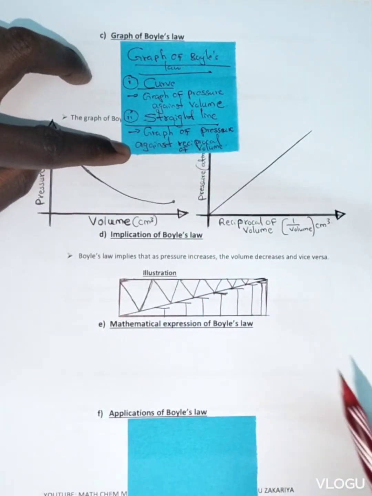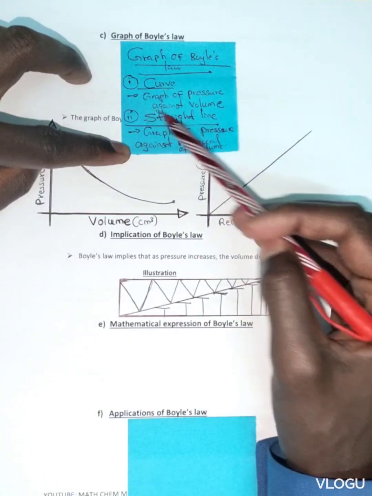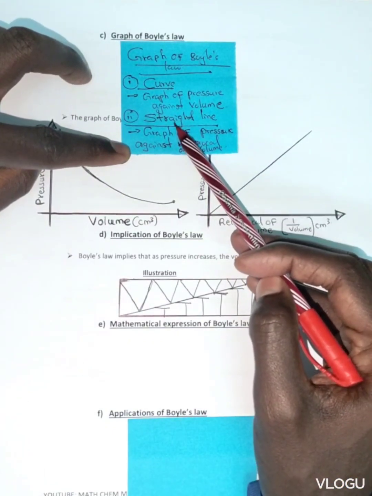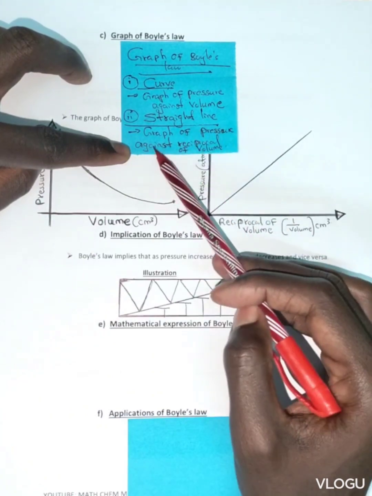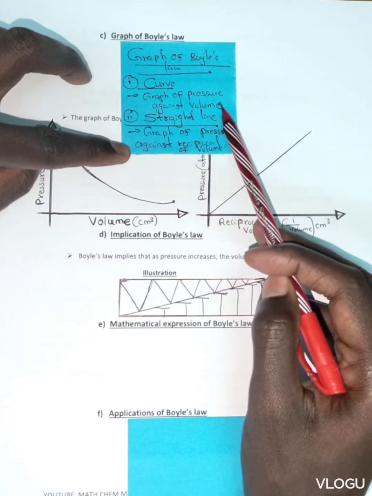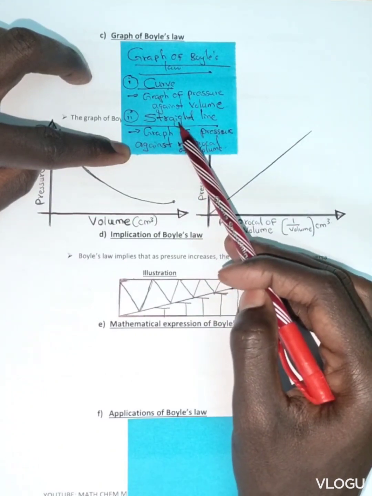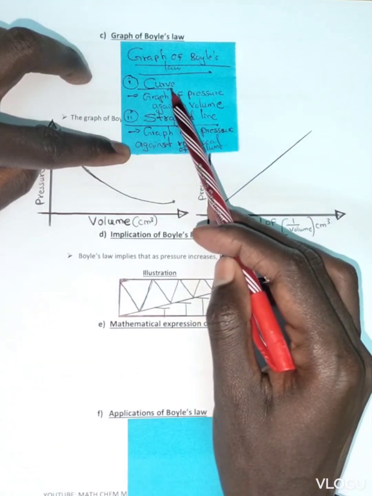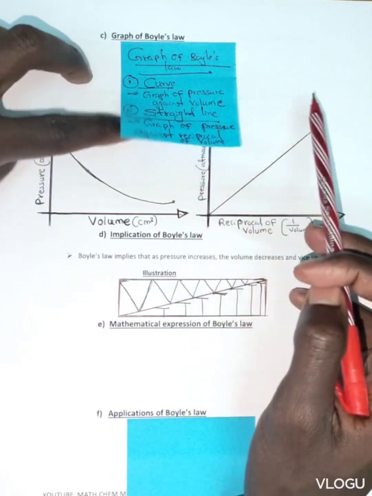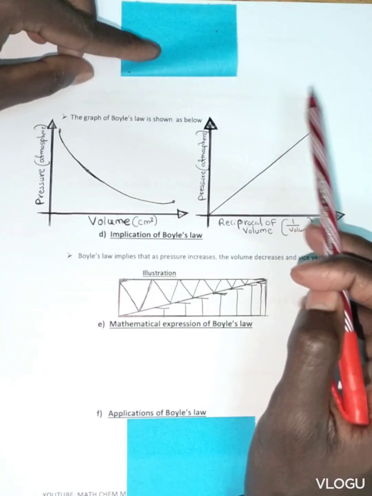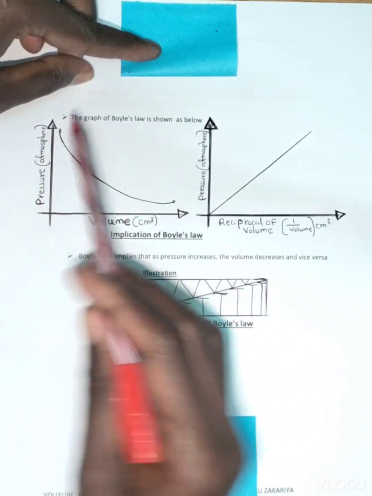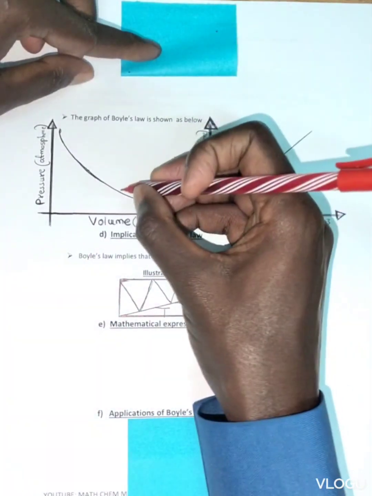The first graph of Boyle's law, the normal graph, is curved. It will be a straight line when the graph is plotted against the reciprocal of volume. When the reciprocal of volume is plotted, it gives us this graph. But the normal graph of Boyle's law is the curve. That is the graph of pressure against volume, and we have it here. One, we have a curve.